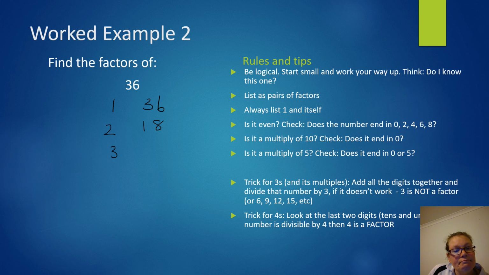3 goes in 12 times. 4 goes in 9 times. 5 doesn't. 6 does. And it's 6 times 6. Now, I don't have to rewrite the 6, so as soon as I get to it where it's essentially 6 squared, I found all of my numbers. Again, if you're asked to list it, you simply write them out with a comma separating them, and don't worry about writing the 6 twice.